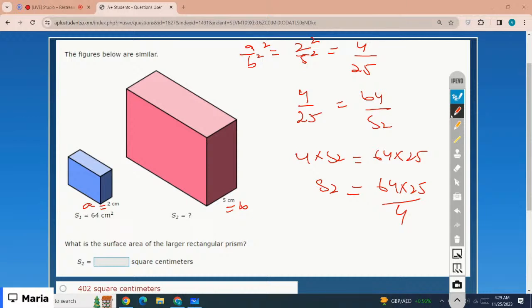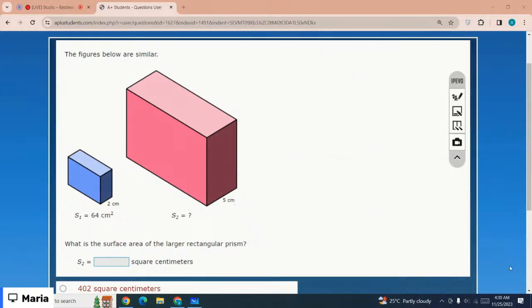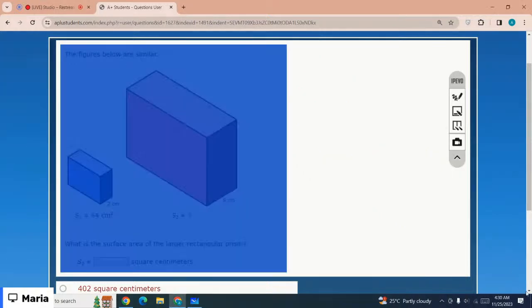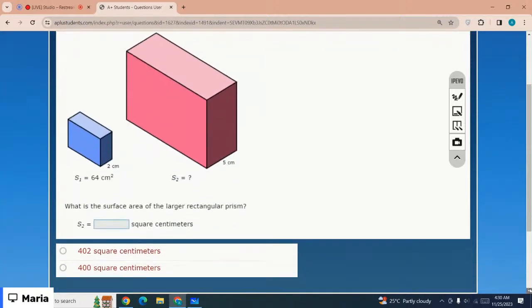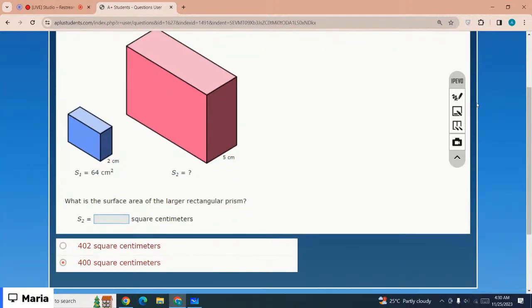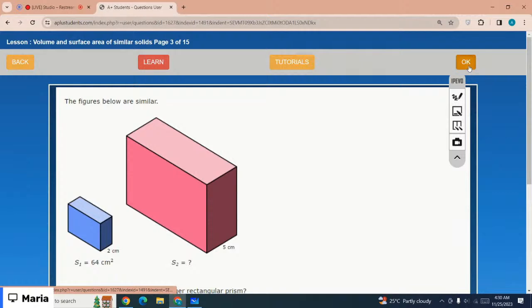Let me just do the calculations. 1600 divided by 4, that is 400 square centimeters, right? The correct option is 400 square centimeters. Option 2 is the correct option, right?